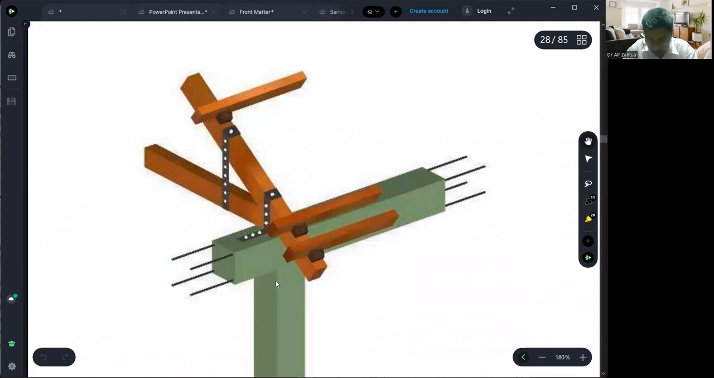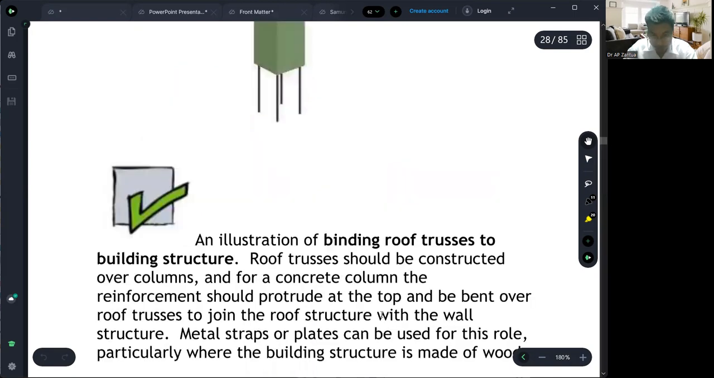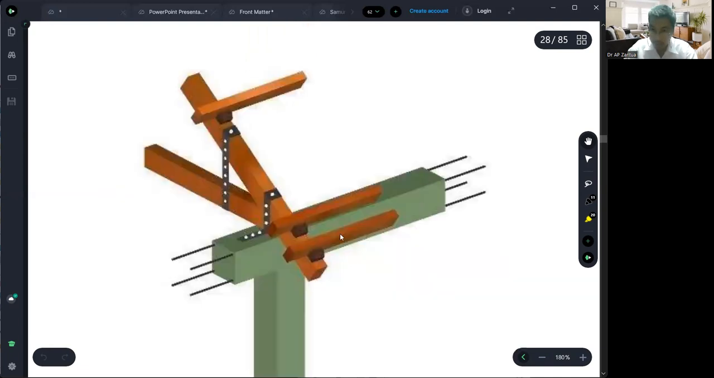like this, you can extend the reinforcement from this column going up here, and then bend it over like this, in a manner that it looks like it hugs the roof trusses. Something like that. Metal straps or plates can be used for this role. So what we are seeing is actually a strap. So metal strap, metal bracket.